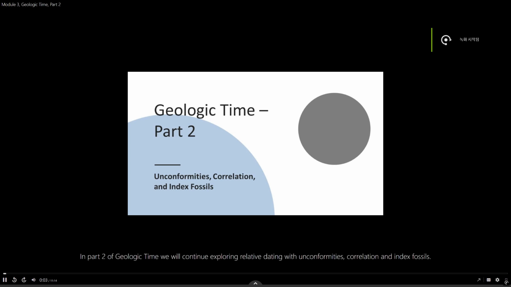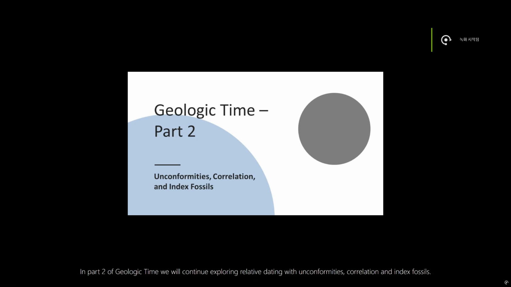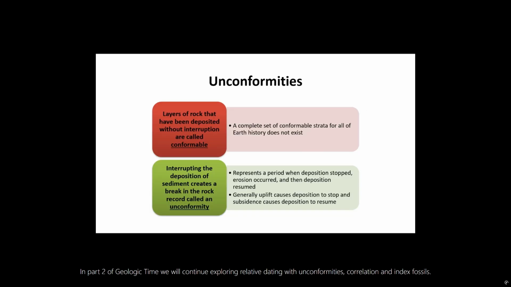In part two of Geologic Time, we will continue exploring relative dating with unconformities, correlation, and index fossils. Layers of rock that have been deposited without interruption are called conformable. A complete set of conformable strata for all of Earth history does not exist. Interrupting the deposition of sediment creates a break in the rock record called an unconformity.